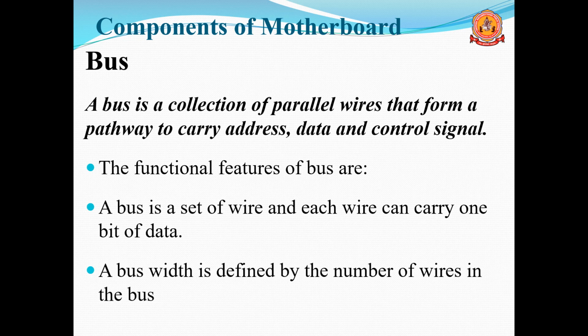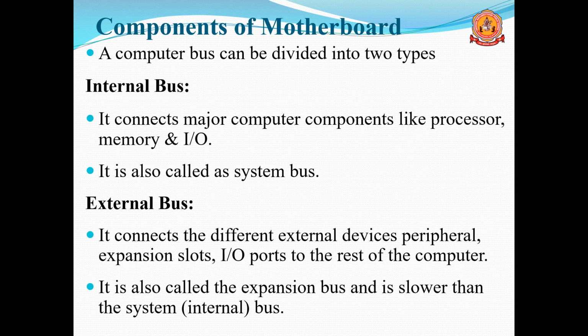The functional features of a bus are, first, a bus is a set of wires, and each wire carries one bit of data. The next one is that bus width is defined by the number of wires in a bus. A bus is a group of wires, sometimes 8 wires, sometimes 16 wires. So we define the width of the bus based on the number of wires used in it.